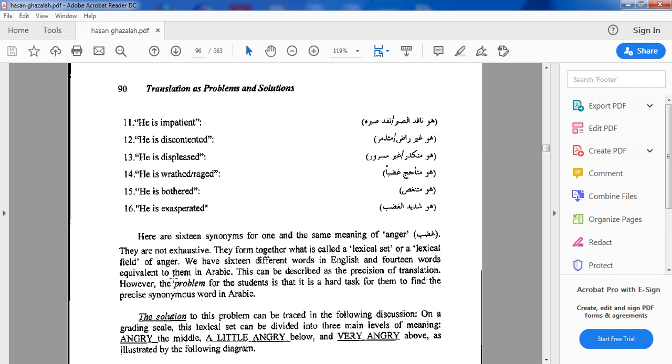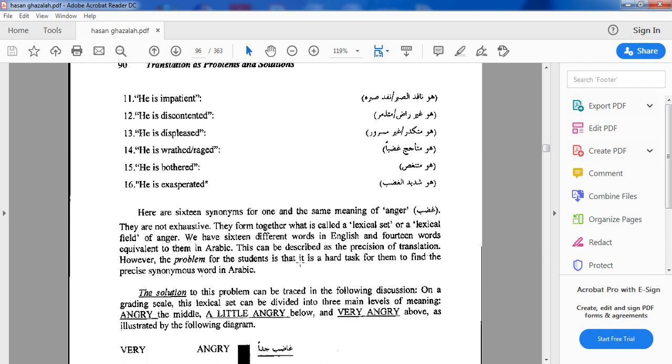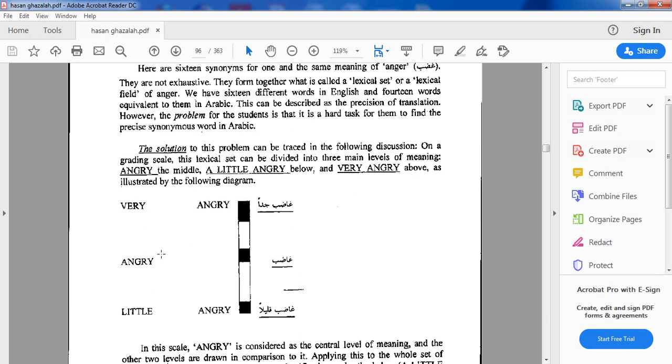However, what's the problem? It's a hard task for them to find the precise synonymous word in Arabic. Yes, it's there in English, but the problem is with the translation. So how to solve this problem? Actually, the writer here says, if you have got such a problem, you can just make this figure.